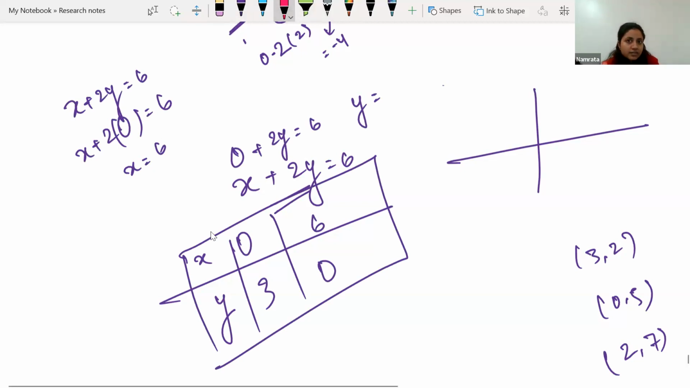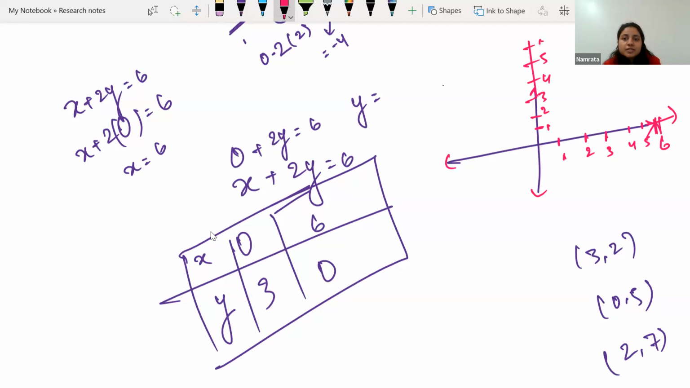Okay, let's say we are running out of time, so quickly we have to plot the graph so that we get the marks. Here 1, 2, 3, 4, 5, 6 on the x axis, and here also 1, 2, 3, 4, 5, 6. The first point is (0, 3). x is 0, y is 3, so it will be on the y axis. This is the point (0, 3).